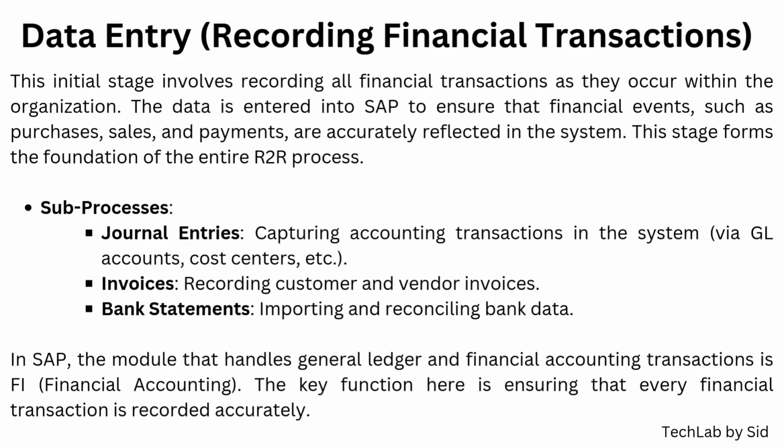Key sub-processes within data entry include journal entries, where accounting transactions are captured through general ledger accounts and cost centers, invoices, which involve recording customer and vendor invoices, and bank statements, where bank data is imported and reconciled. The FI module plays a central role in managing these transactions, ensuring each entry is recorded accurately for proper financial reporting.